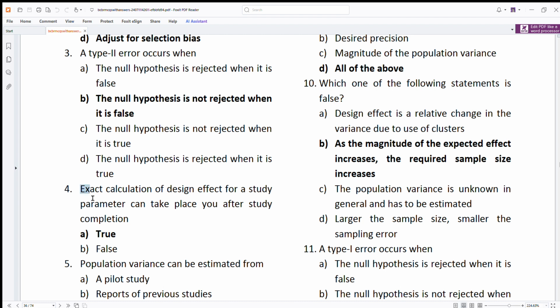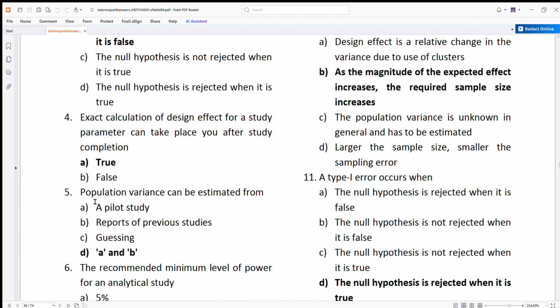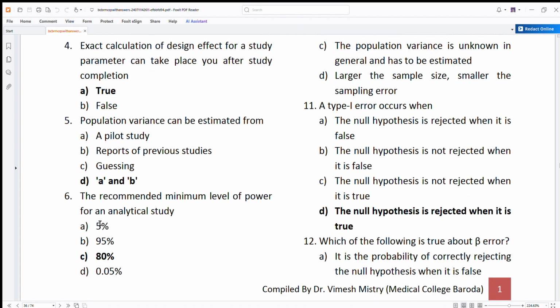Then, exact calculation of design effect for a study parameter can take place after your, yes, it can. Design effect, that is outcome. Yes, true. Population variance can be estimated from a pilot study and reports of previous studies. Yes, never guessing. Recommended minimum level of power: at least you need a power of 80%.